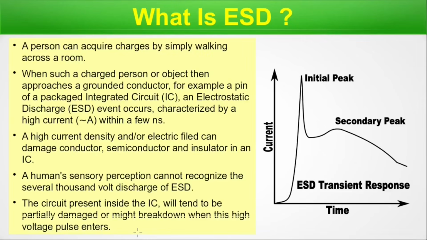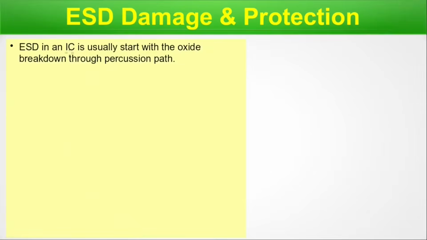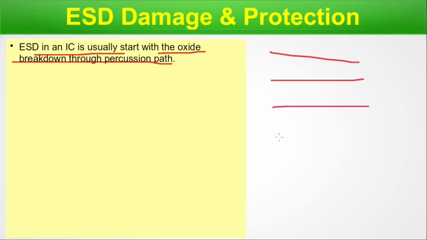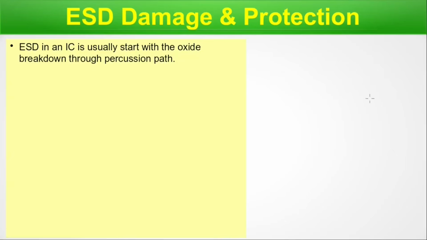So we are done with this particular slide. Let's move on to the next slide. ESD damage and protection. So let us talk about ESD damage and protection. ESD in an IC usually starts with oxide breakdown through a percussion path. Generally there is a MOS structure, right? Metal, oxide and semiconductor structure. When the ESD enters this oxide, it will create a zigzag path through which the charge will cross, and this is damaged, and the name of this path is the percussion path.